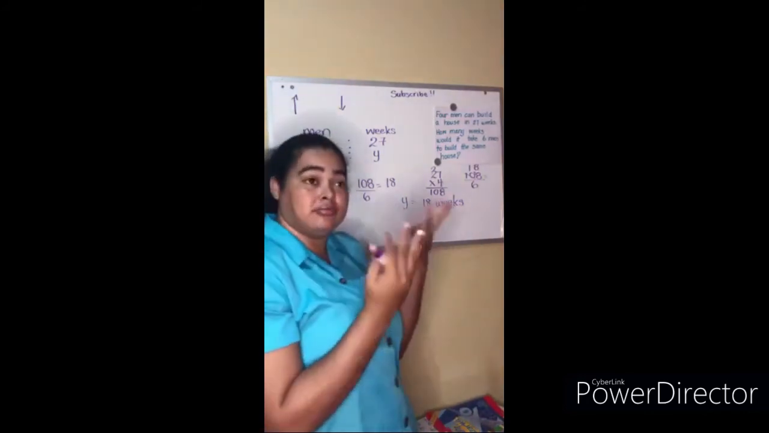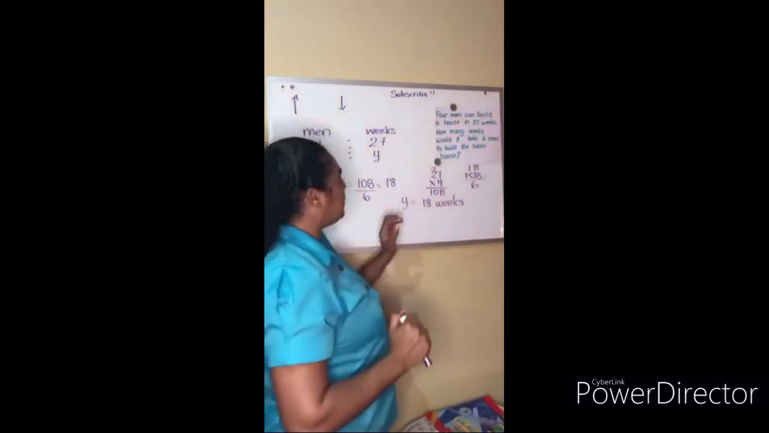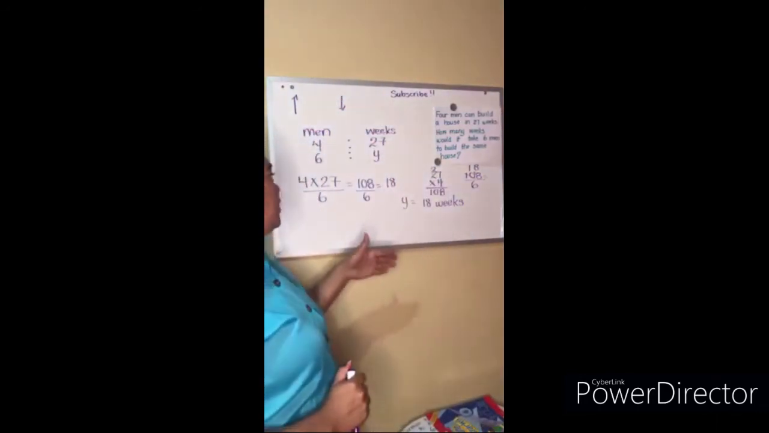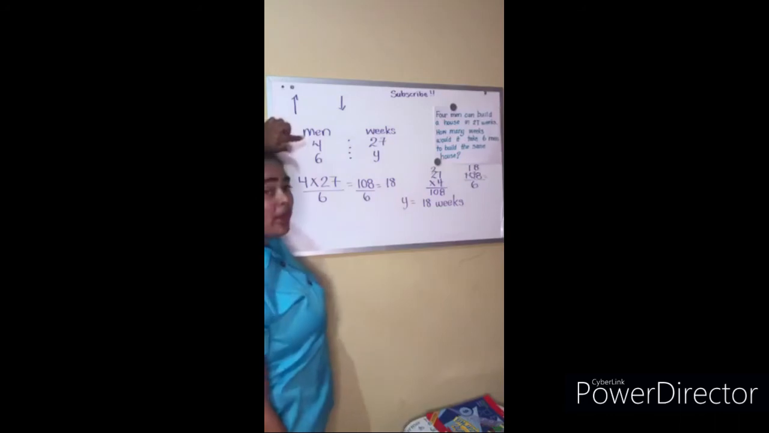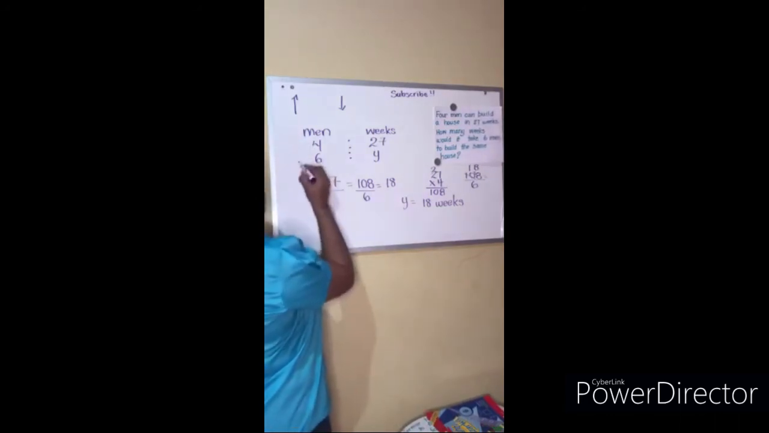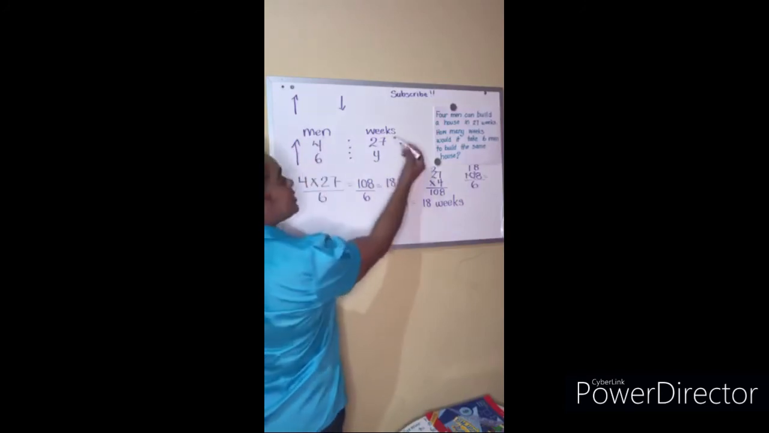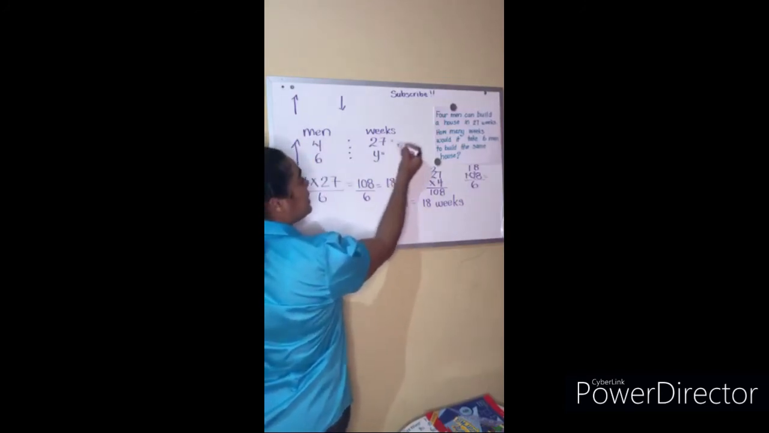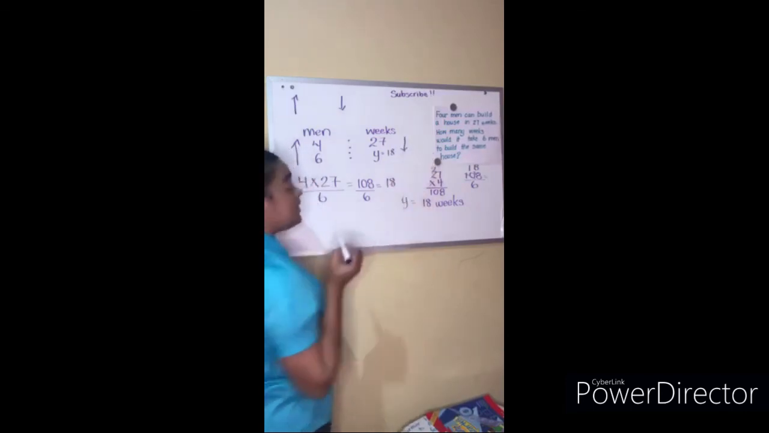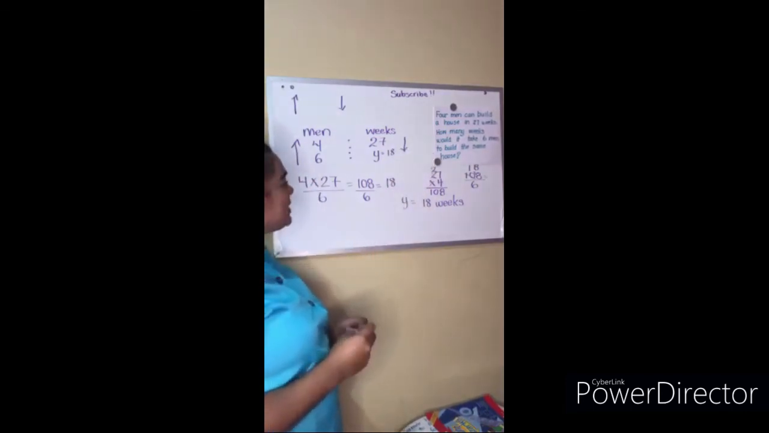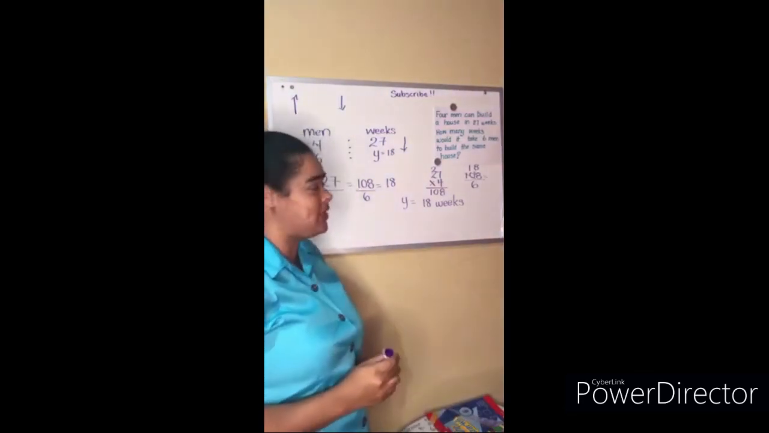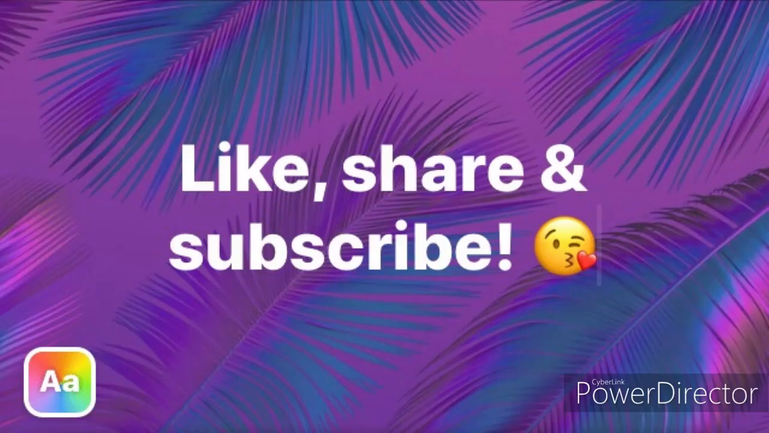Now let's go back and see if our answer falls under the indirect ratio rule, right? It says when one side goes up, the other should go down. Alright? So we started with 4 men and we went up to 6 men. See? And then we started with 27 weeks and we went down to 18 weeks. So was this an indirect or inverse? Yes, it was.